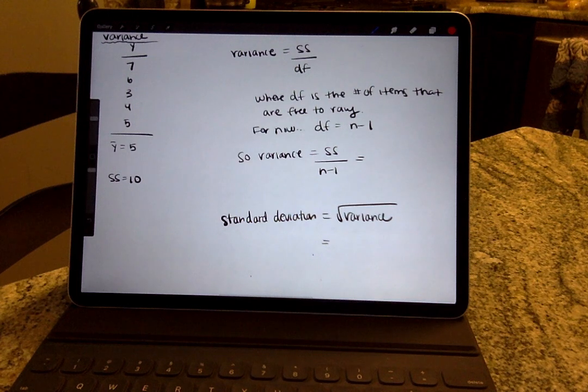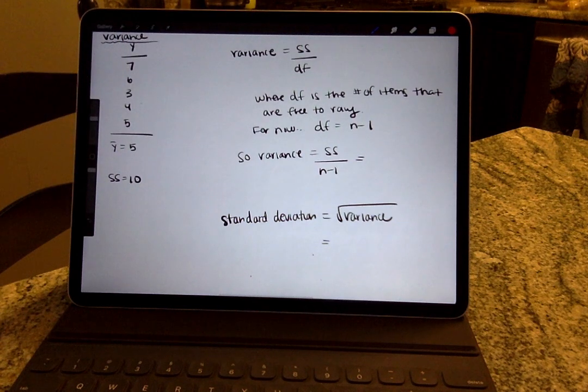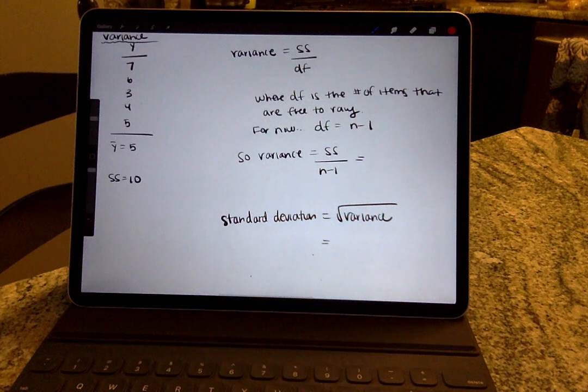So the formula for variance is the sum of squares divided by df. All right, so df is called the degrees of freedom. And the textbook definition of the degrees of freedom is this. Degrees of freedom is simply the number of items that are free to vary. All right, that's super abstract, and honestly, we're not going to go into too much detail on the theory and the definition of degrees of freedom.